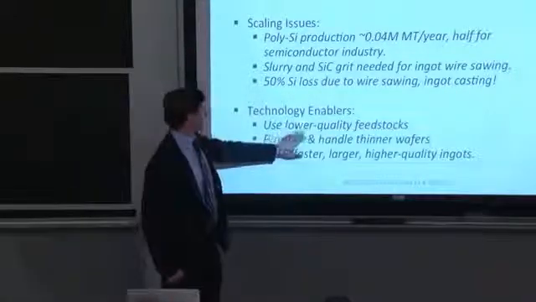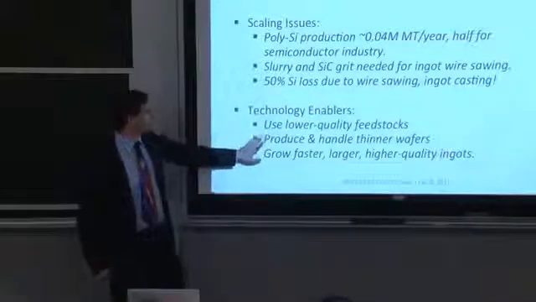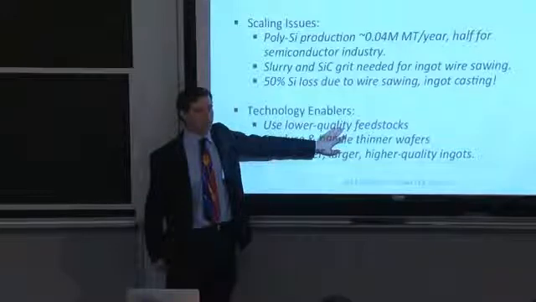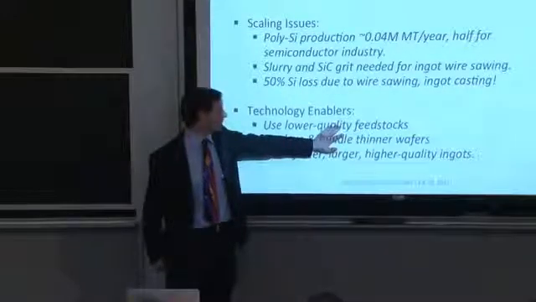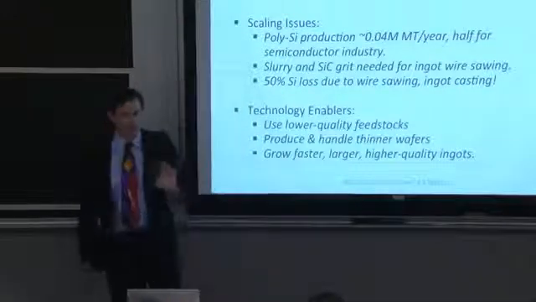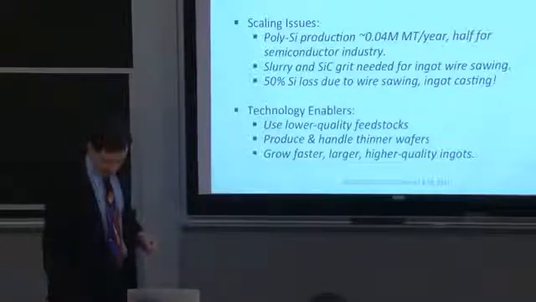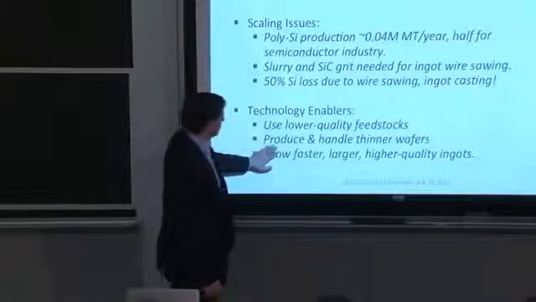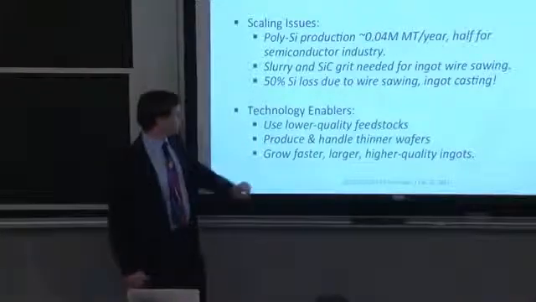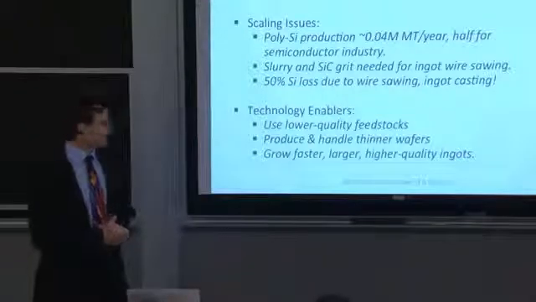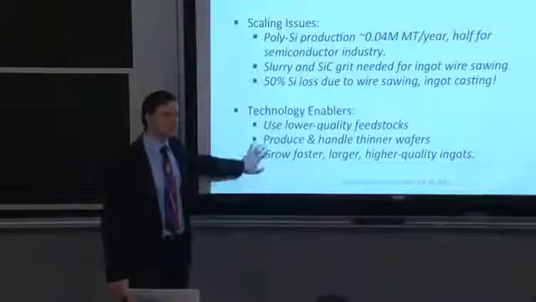The technology enablers: using lower cost feedstocks. You can't compromise on quality ultimately, so this is a little bit of a false choice. Using lower cost feedstocks produced by the upgraded metallurgical route, for example. Producing and handling thinner wafers and growing faster, larger, higher quality ingots. And there is a lot of innovation to be had in this space.